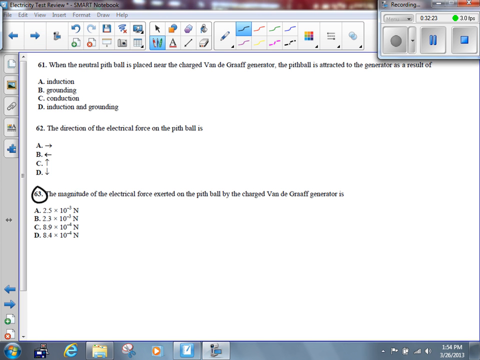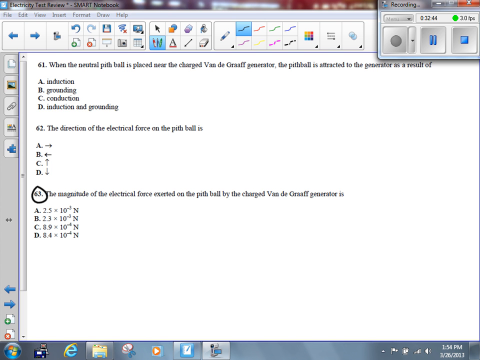Well, let's take a look at this, okay? Just so that we don't run out of time here at the end. 61 says, when the neutral pith ball is placed near the Van de Graaff generator, the pith ball is attracted to the generator because of what? We don't even need to see the picture to know the answer to this question. How many people said A? B? C? D? Okay, the answer is A, yes.